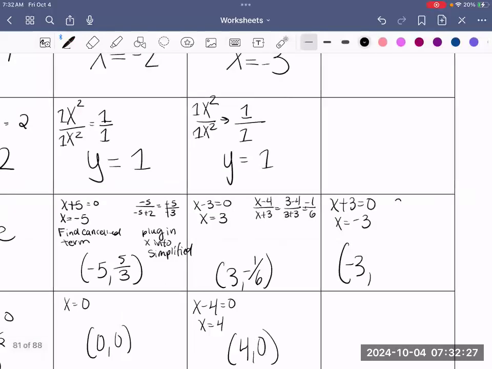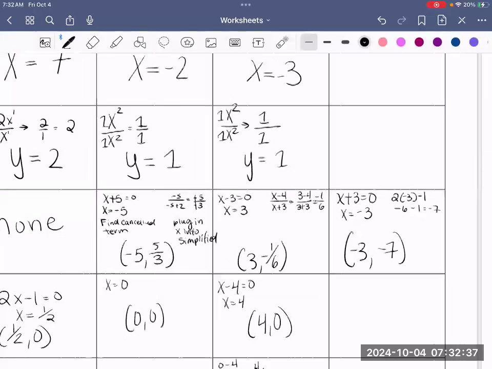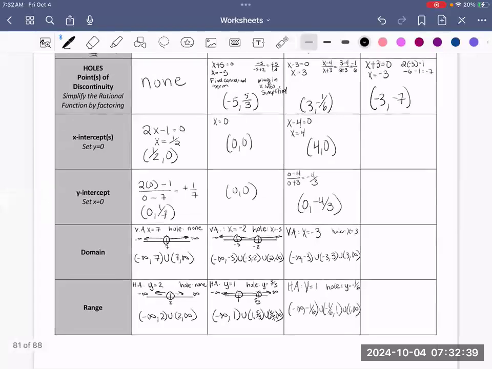So we're going to enter that negative 3 into what was left over. So that's negative 6 minus 1, which is negative 7. So this is your hole at negative 7. And again, I'm going to put that in your domain here. We got your hole. The hole.